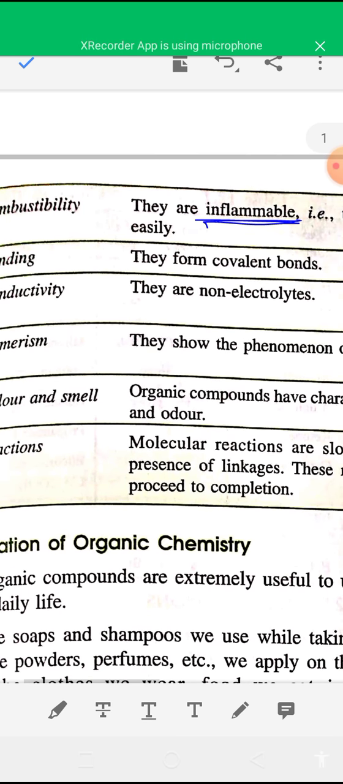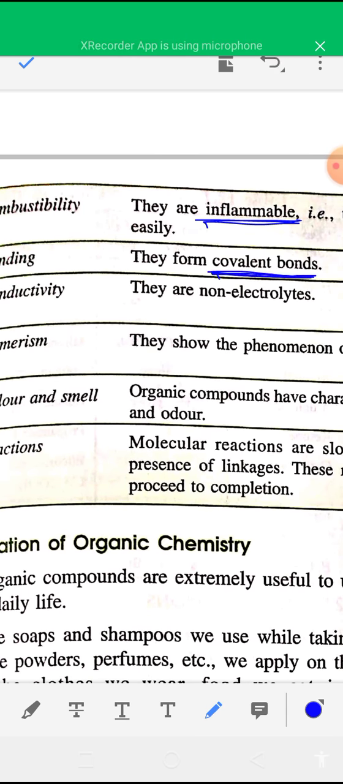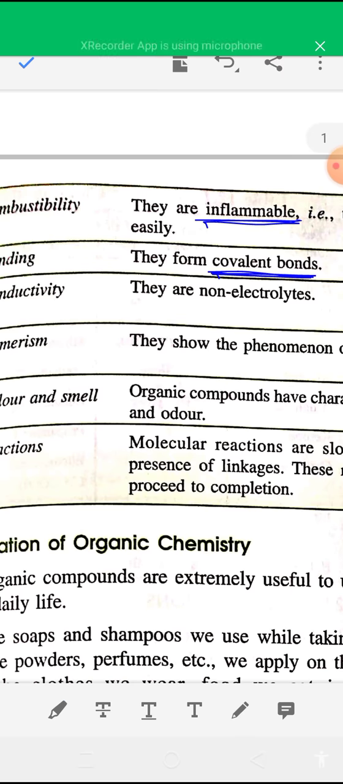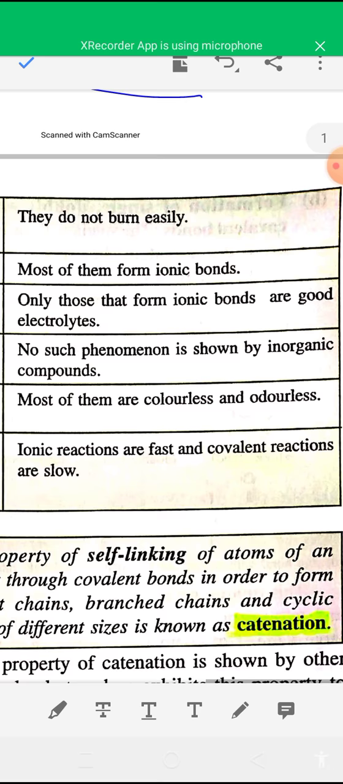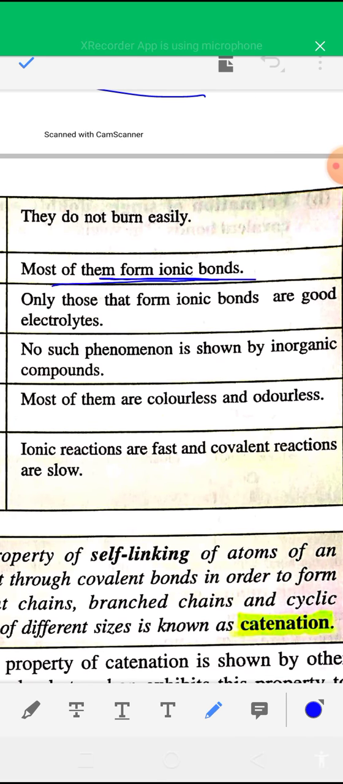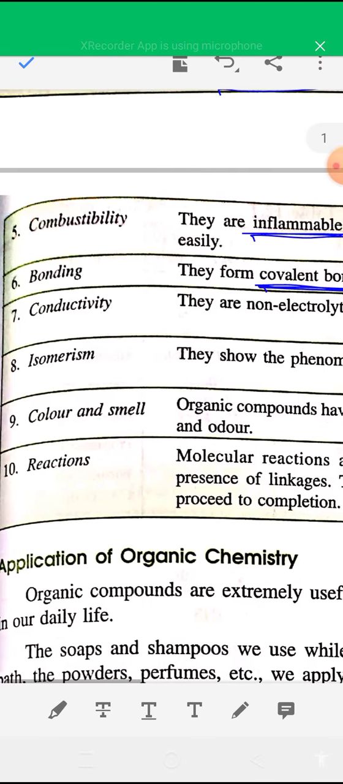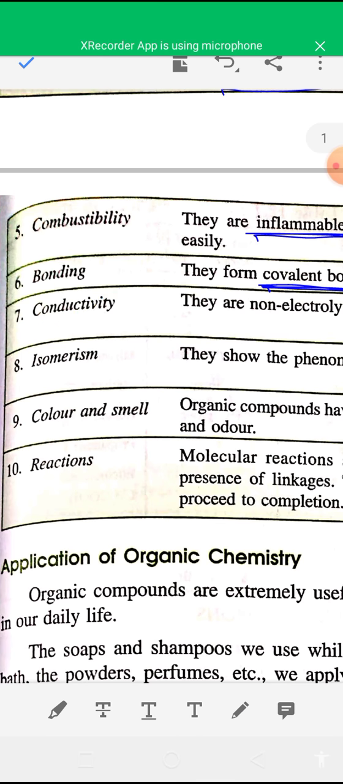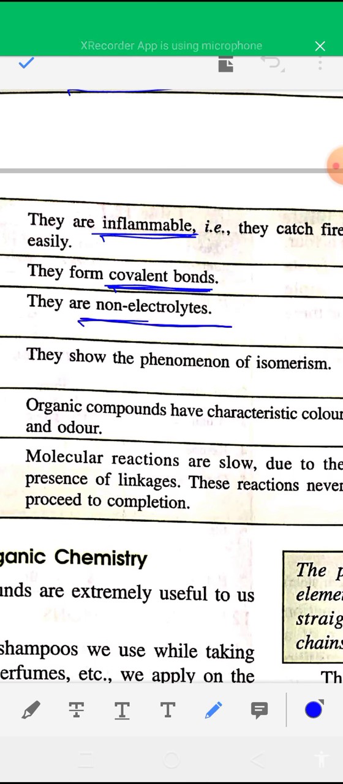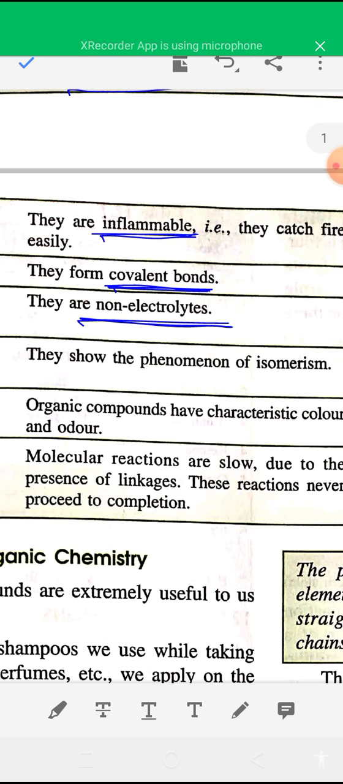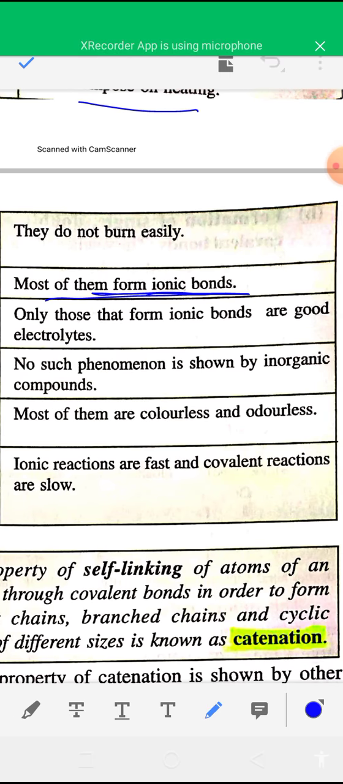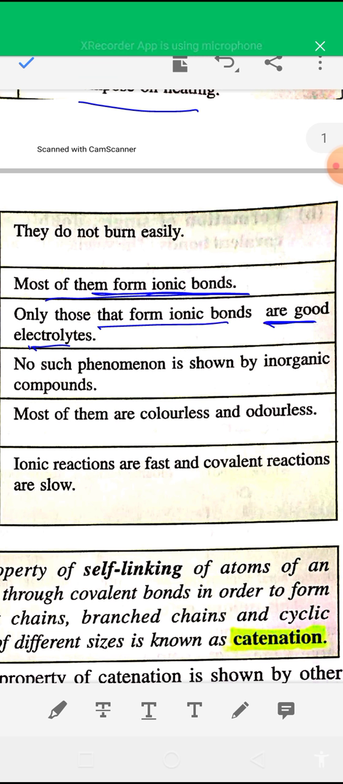Bonding: in organic compounds, covalent bonds are present, while most inorganic compounds form ionic bonds. Conductivity: organic compounds are non-electrolytes because they are covalently bonded. They do not produce ions in solution, but inorganic compounds are good electrolytes. They dissociate into ions in water and are conductors of electricity.